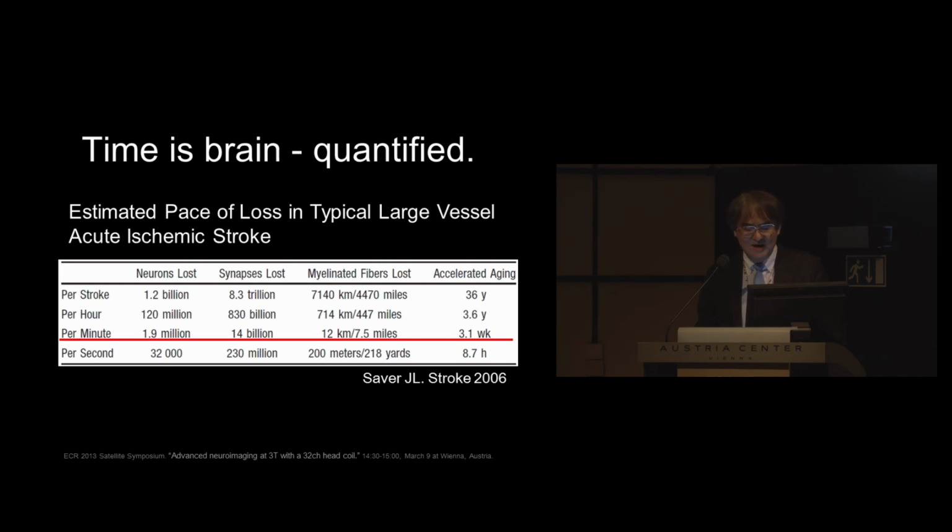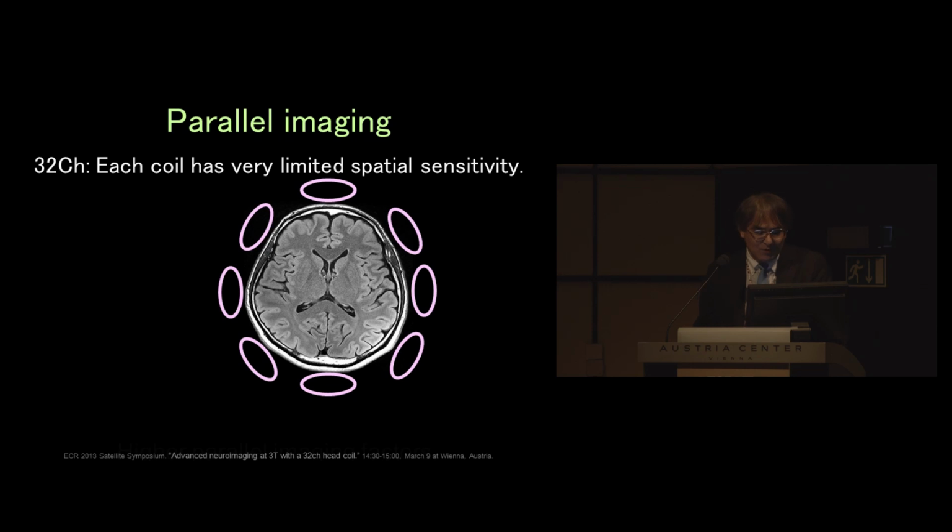And the brain is accelerated aging by 3.1 weeks. That kind of fast aging can happen. So time is brain, really. So we have to cope with it.